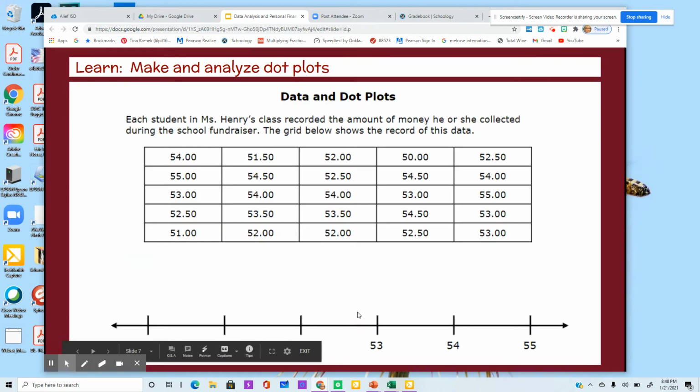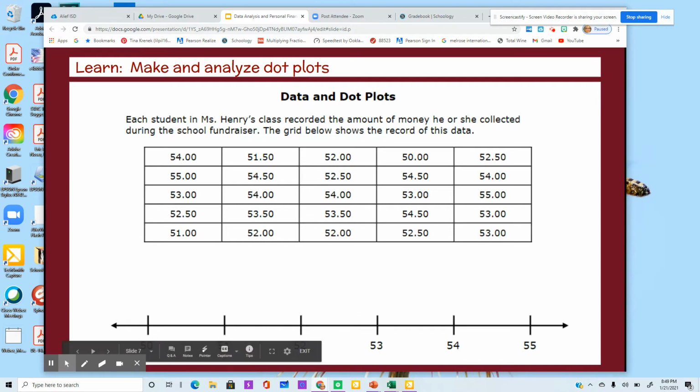So looking here, we're going to create a dot plot. If you remember what a dot plot is, it sounds just like it says, dots. So we're going to put a dot for every amount that's on the table. It says each student in Miss Henry's class recorded the amount of money he or she collected during the school fundraiser. The grid below shows the record of his data.